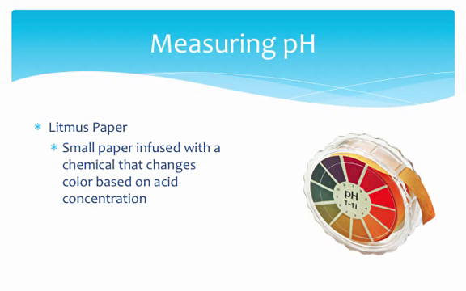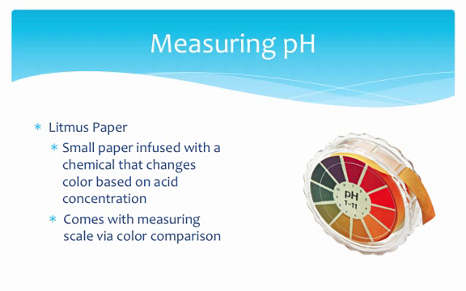Basically, the way litmus paper works is it's a small piece of paper. It's infused with a chemical compound, and this chemical compound changes color based on the acid concentration. What you can see on the actual wheel, on the actual piece of the device for holding it, is that there's a color scale on it, and you can notice in very tiny numbers there that each pH value is associated with a different color. When you put your litmus paper in acid, it will change color accordingly. You then match that color up to one of the colors on the scale, and you'll get a general idea, with very few significant digits, as to what the pH of your sample actually is.